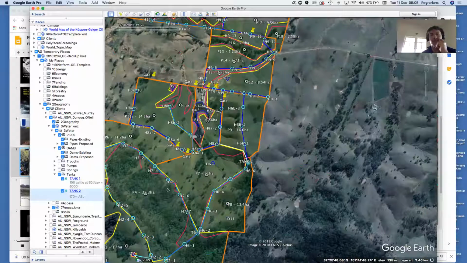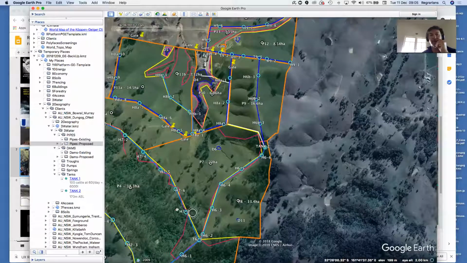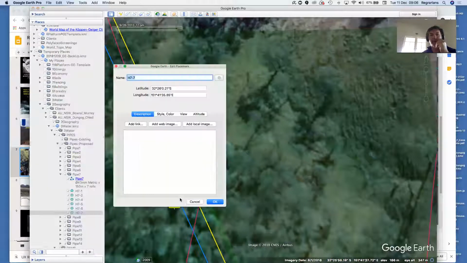The H code is to do with hydrants. So click on that, get info. So that's a hydrant, and that ties into a bill of quantities that we've got, which I think I'll make a note to share as well, for this particular design or plan.